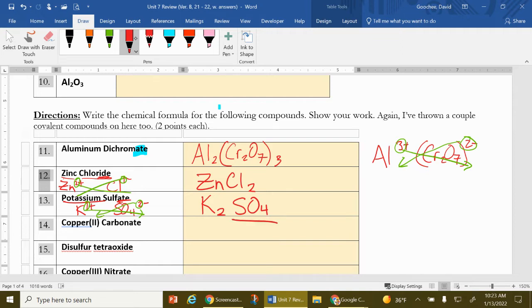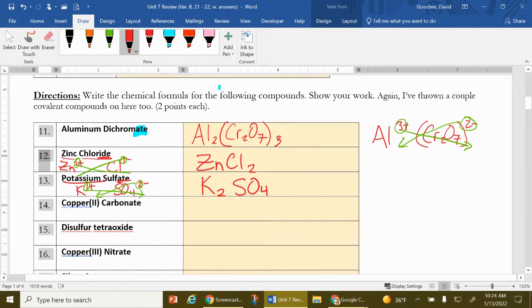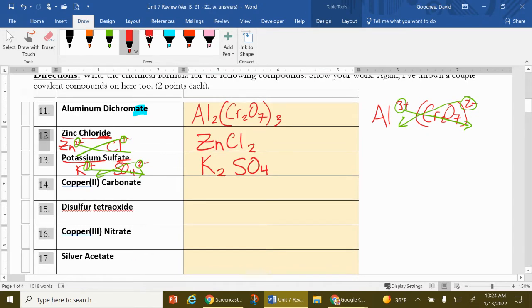This is what 1 sulfate looks like. This is what 2 sulfates looks like. This is what 3 sulfates looks like, and so forth. So your answer is K2SO4. Now, if you want to put this in parentheses, even though there's only one of them, that's fine. I'll accept that. But in most cases, if there's only one, you don't need parentheses. Okay, let's go on to the next one.